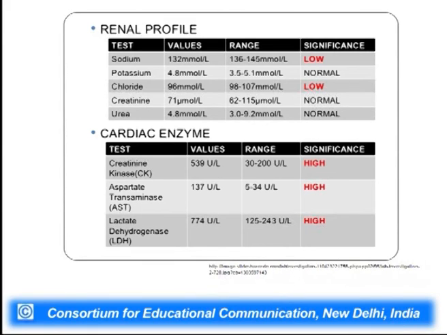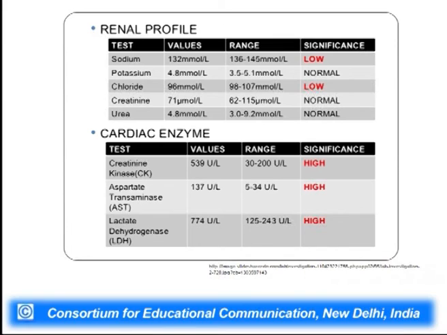The sodium value generally ranges between 136 to 145 millimole per liter, potassium ranges between 3.5 to 5.51 millimole per liter, chloride ranges from 98 to 107 millimole per liter, creatinine ranges from 62 to 115 micromole per liter, and urea ranges between 3.93 to 9.2 millimole per liter.